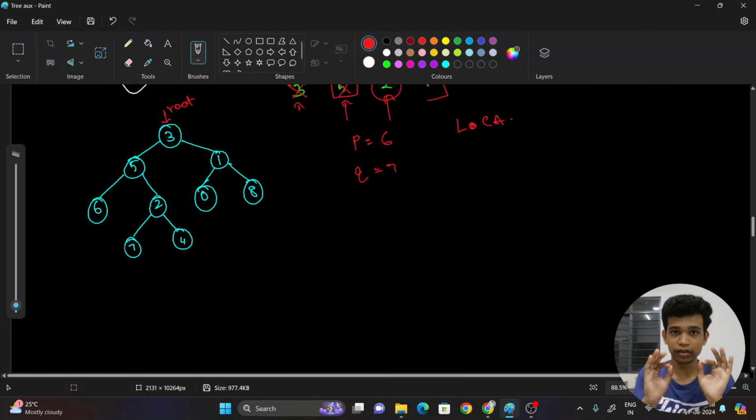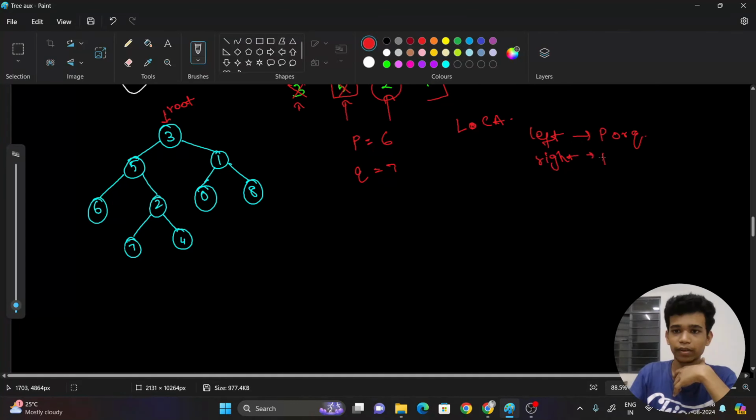A lowest common ancestor is a node that splits the P value on one side and the Q value on the other side. It may be in the left subtree or in the right subtree, right? So I can say the node that has P or Q in its left subtree and also P or Q in its right subtree is the node that has the lowest common ancestor property, right? So from there, I want to go to the left subtree and check whether P or Q is present. I want to go to the right subtree and check whether P or Q is present. If this is true, then that should be my answer, right?